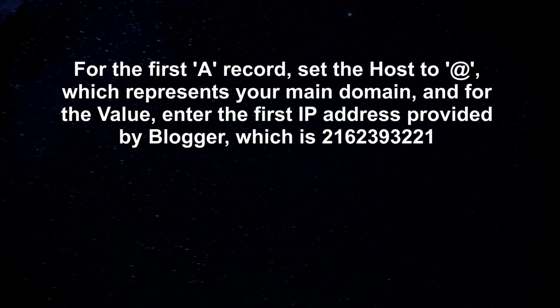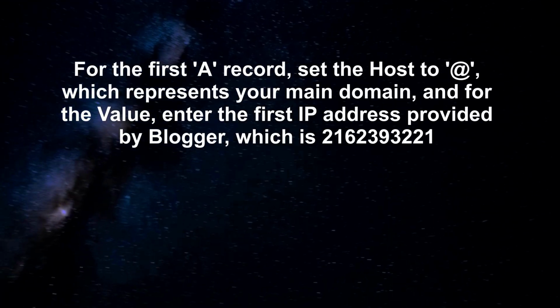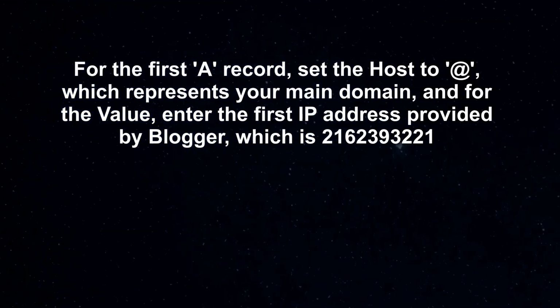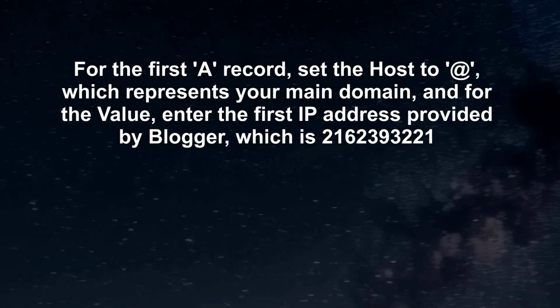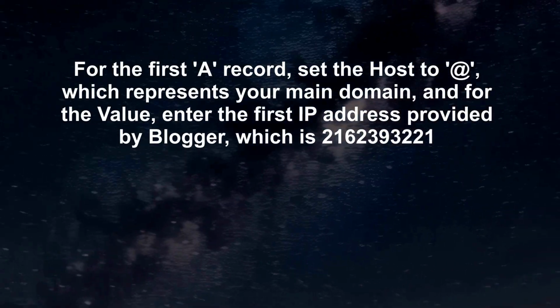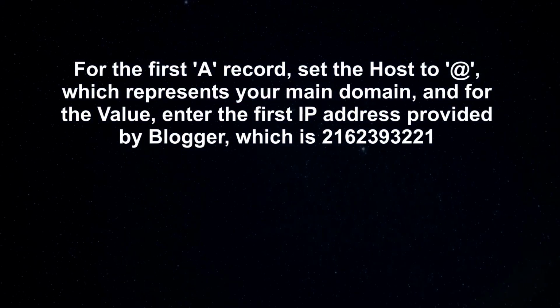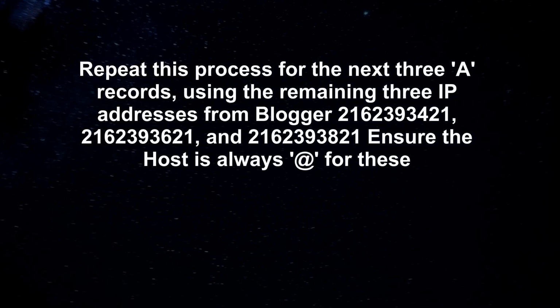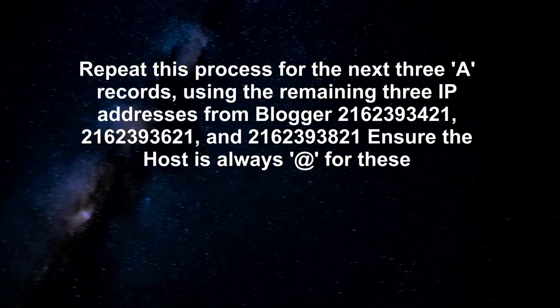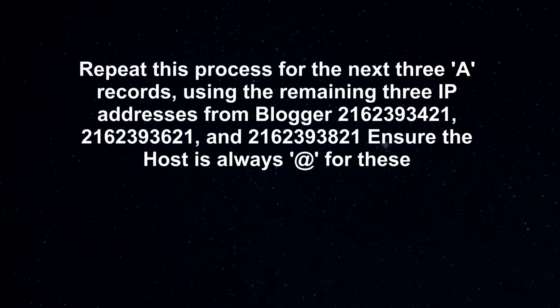For the first record, set the host to @, which represents your main domain, and for the value, enter the first IP address provided by Blogger, which is 216.239.32.21. Repeat this process for the next 3 records, using the remaining 3 IP addresses from Blogger.